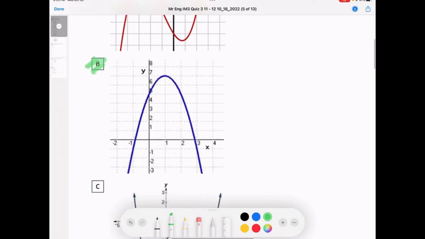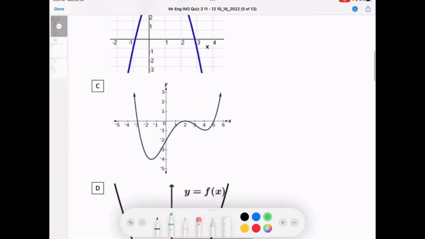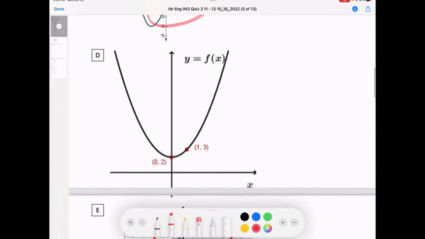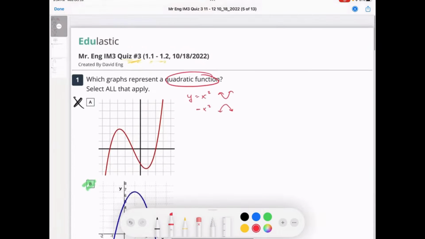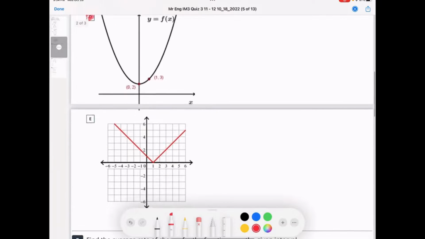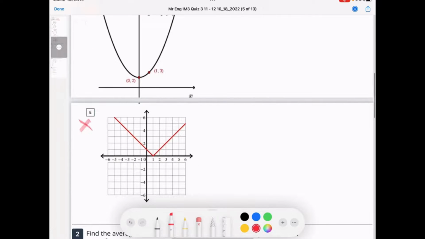This is a quadratic. Okay, C, although it kind of looks like it, you'll notice that it has extra bumps in there. So it's not C. D is a quadratic. So this one tells you to select all that apply. And E is not. This is an absolute value. This one has the equation y equals the absolute value of x.